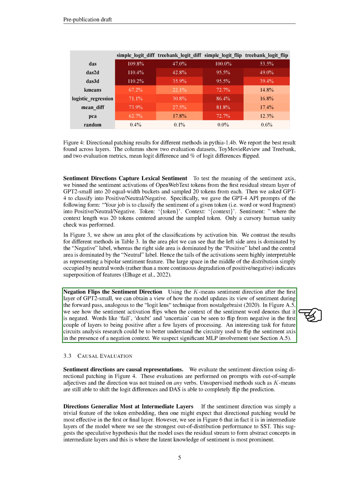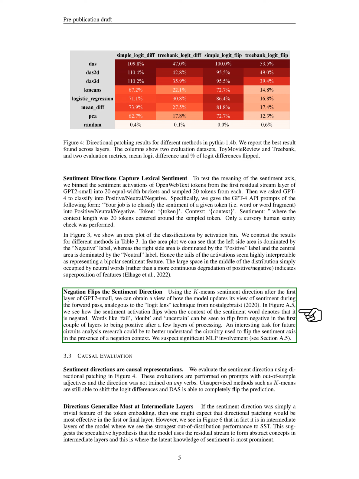We also found that negation can flip the sentiment direction. Using the k-means sentiment direction after the first layer of GPT-2 small, we observed how the model updates its sentiment view during the forward pass, similar to the logit lens technique. We noticed that the sentiment activation flips when the context of the sentiment word indicates negation.